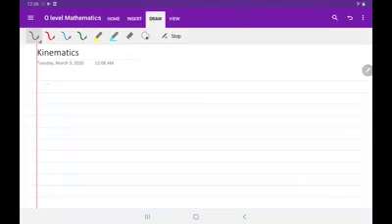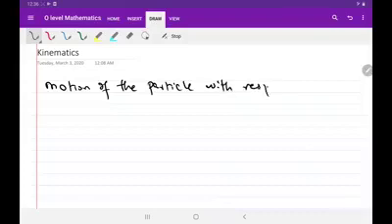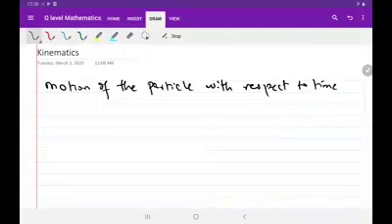Kinematics refers to motion of the particle with respect to time. When we talk about kinematics, there are certain terminologies that we need to be aware of.